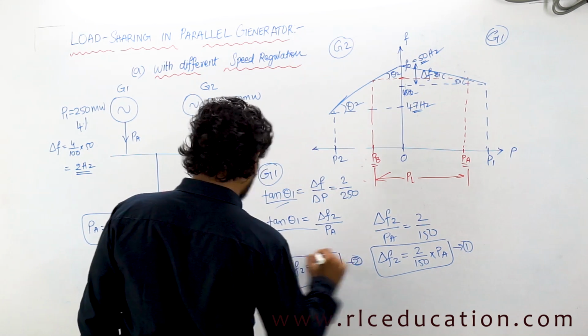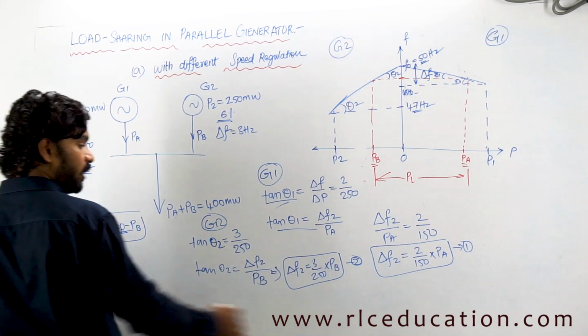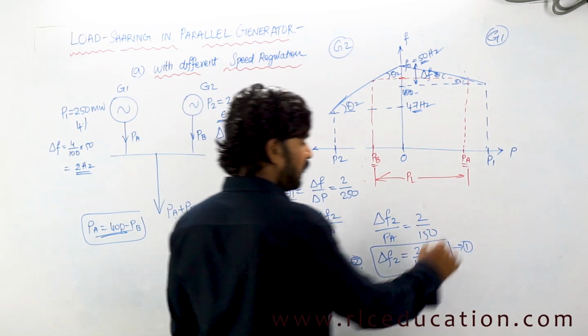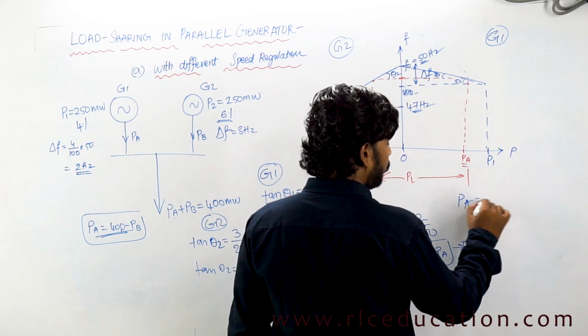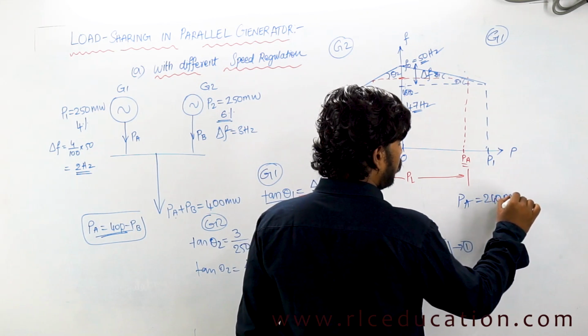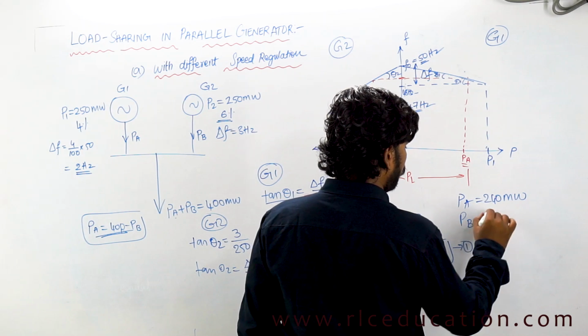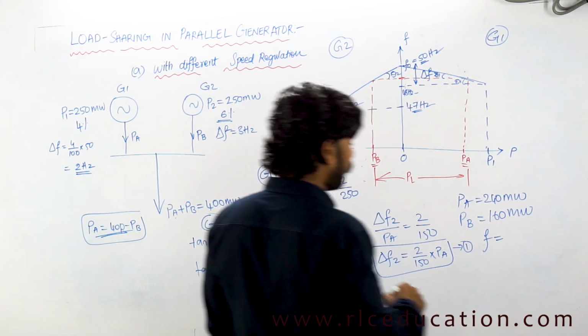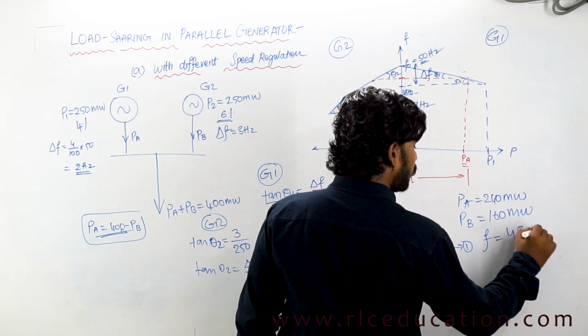This becomes equation 2. Substitute this value in equation 1 and solve. After solving, you will get the values in this way. PA shared will be equal to 240 megawatt and PB will be equal to 160 megawatt, and the frequency of the system finally will be equal to 48.08 Hz.